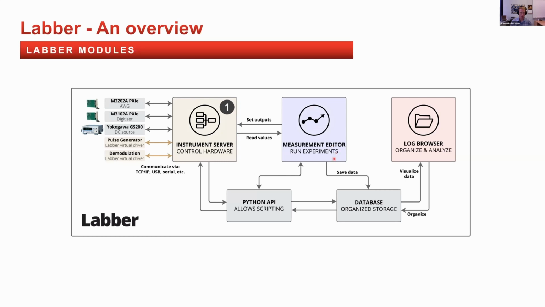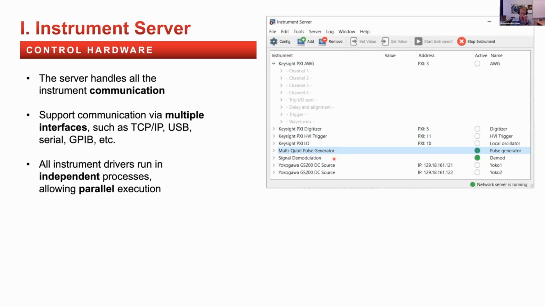So start with the instrument server. The instrument server, again, handles communication with instruments. We see here on the right what it looks like when it's open on a computer. You have a lot of different instruments connected. And again, this can be talking to the computer with different interfaces, typically TCP/IP, but also supporting legacy interfaces like GPIB or serial. And one strength of this approach is that all these instruments run in separate processes, which means they can run independent of each other.